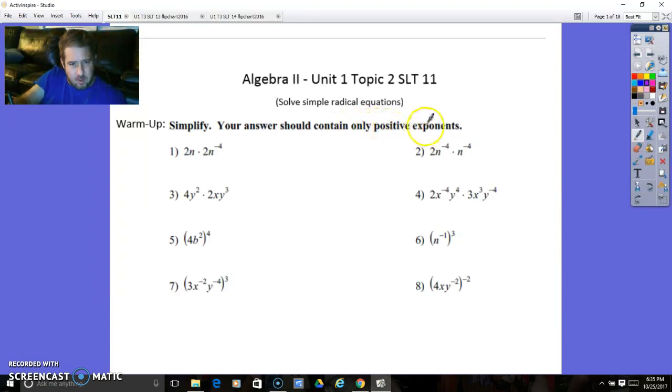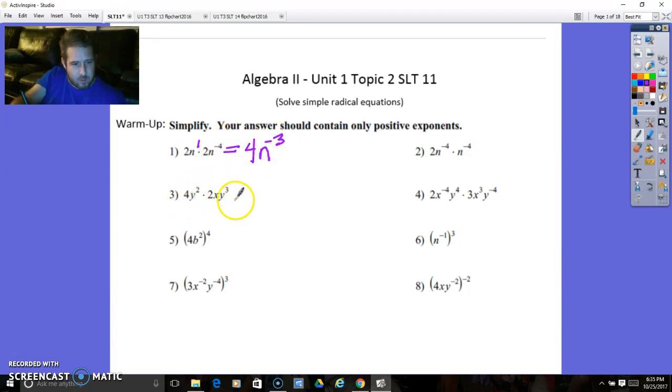So your answer should contain only positive exponents. In this case, we are going to use our laws of exponents. We're going to multiply coefficient times coefficient. So 2 times 2 is 4. N is the same thing as n to the first power. So when you are multiplying things with the same base, you add the exponents. 1 plus negative 4 makes negative 3.